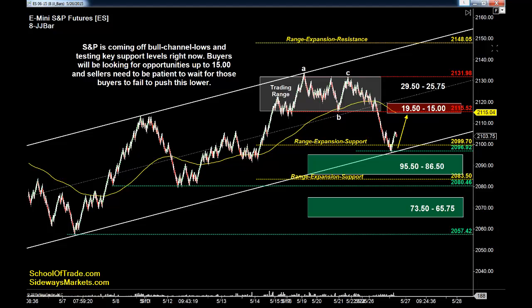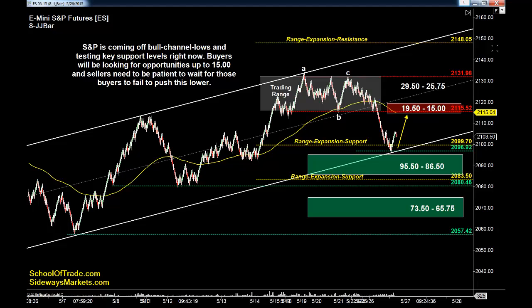The symbol is ES. The 8JJ bar is my anchor chart. As you can see, we have higher highs, we have higher lows. We're coming off the lows of a bull channel. We're testing key support levels right now. Buyers will be looking for opportunities up to that 15 handle, and sellers need to stay patient and wait for those buyers to fail.